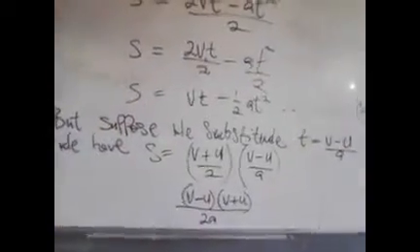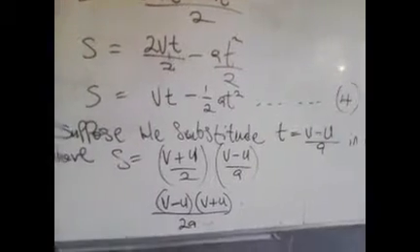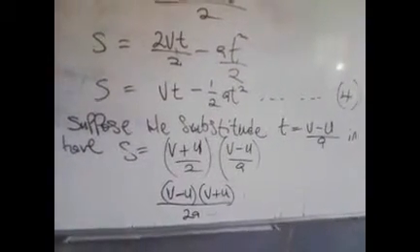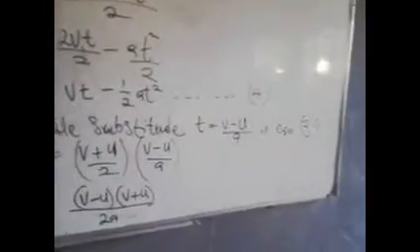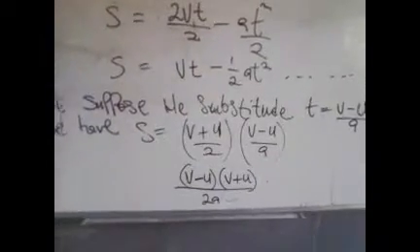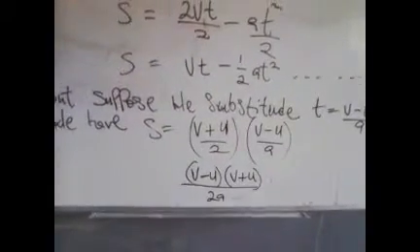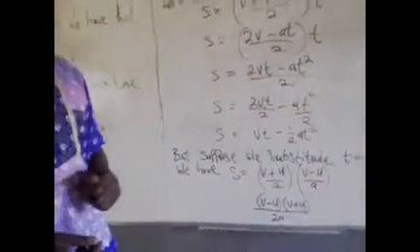We go back to the original equation, that is A equal to V minus U all over T. That's the equation for acceleration. And that gives you AT equal to V minus U. Therefore, T will be V minus U all over A.